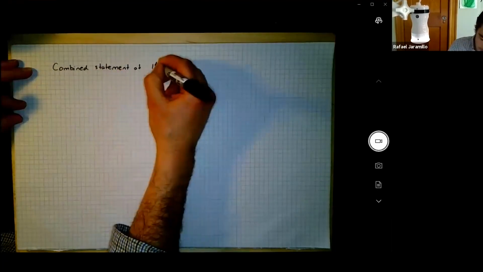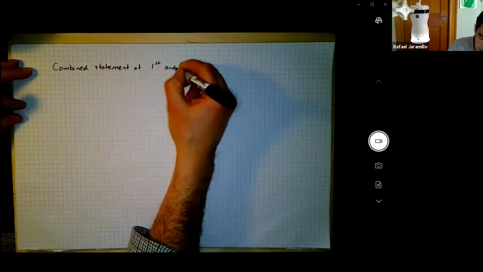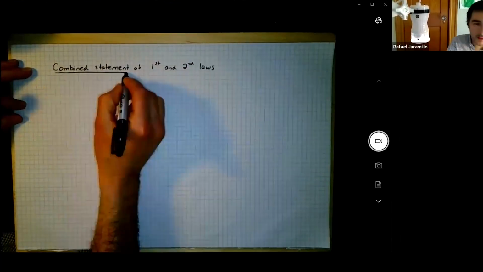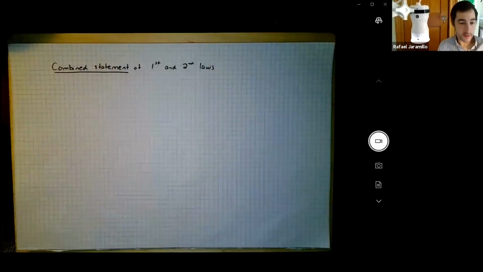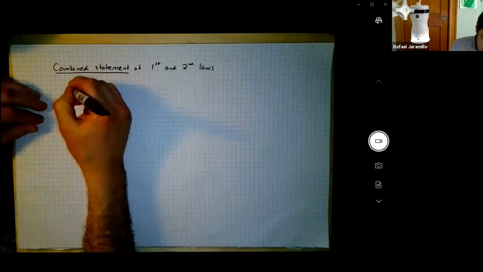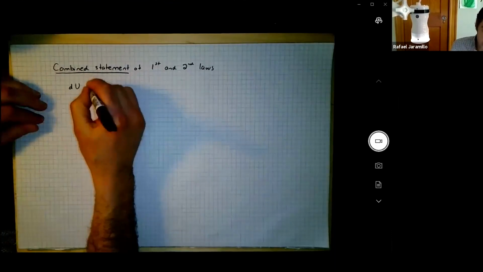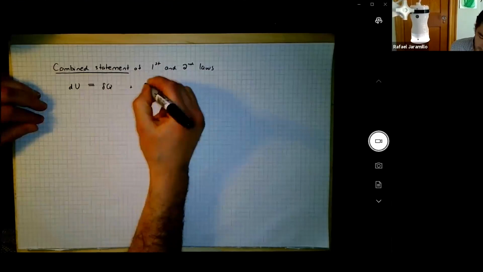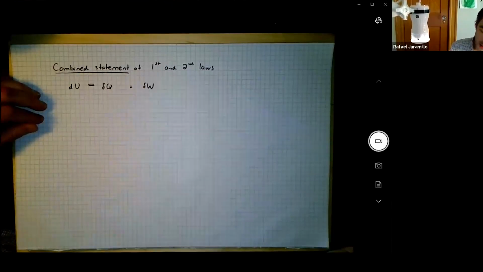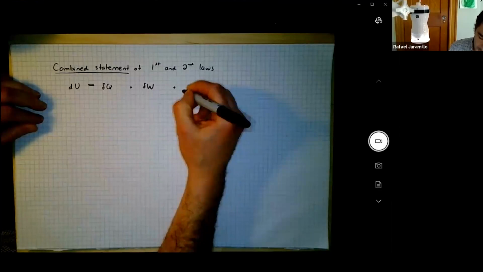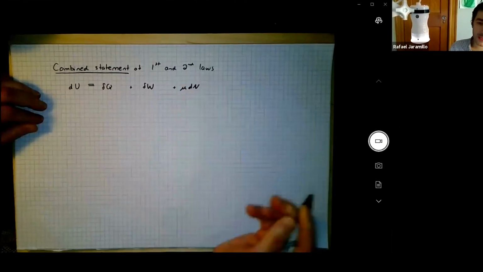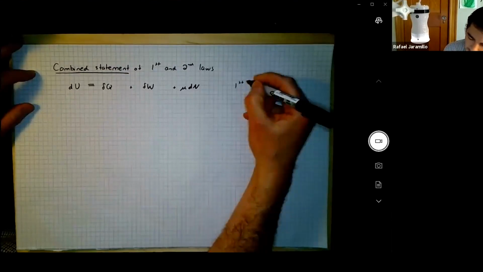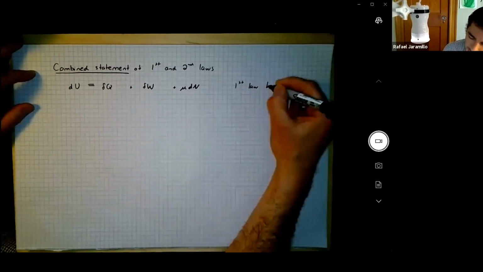Combined statement of first and second laws. All right, combined statement. First, we write the first law. The change of energy of a system equals the heat received plus the work done on it plus the change through addition or loss of mass. So this is first law, and I like to call this bookkeeping, right?